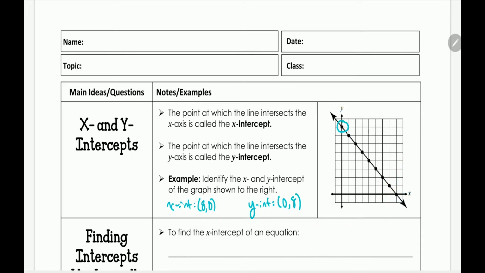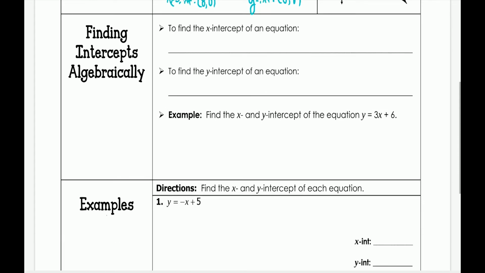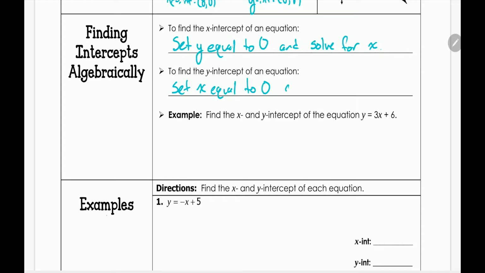So let's talk about how to go about finding the intercepts algebraically. In order to find the x-intercept of an equation, we have to set y equal to 0 and solve for x. And for finding the y-intercept of an equation, we have to set x equal to 0 and solve for y.